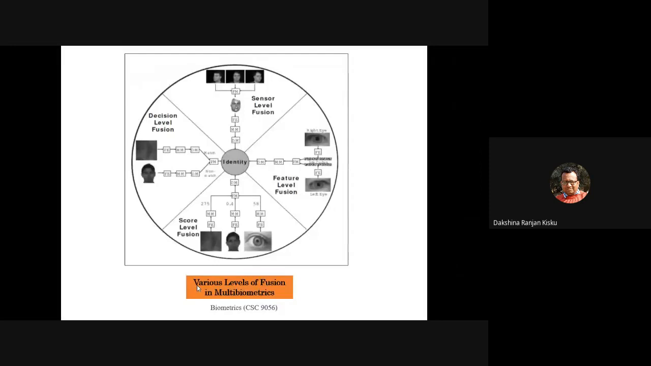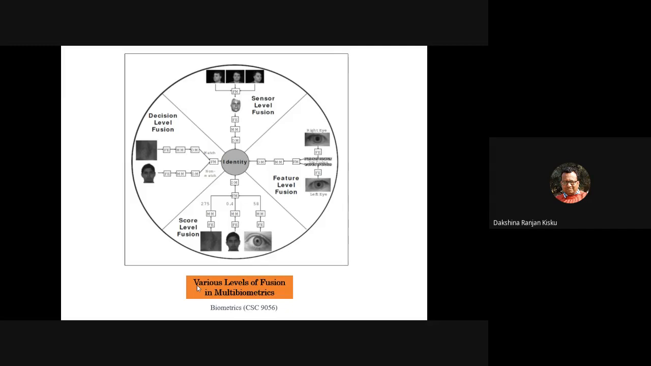Then we can have the score level fusion. So in score level fusion, we basically use the matching proximities. That means if we consider the iris biometric trait and fingerprint biometric trait, then we can operate two different biometric algorithms, one for iris, another for fingerprint. That means we can have two different matchers corresponding to iris biometrics and fingerprint biometrics. Now these two matchers generate two different matching proximities.